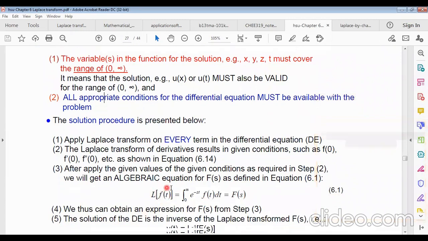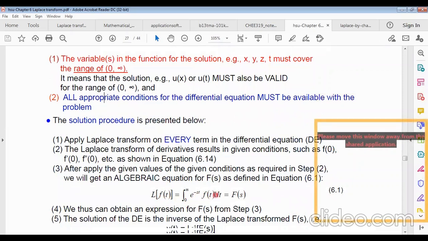We must know from the definition that the Laplace transformation of f of t equals the integral from 0 to infinity of e to the power minus st f of t dt. And this can be represented as the Laplace transformation F of s. Then we can obtain an expression for F of s. That means we have to find F of s from this step.